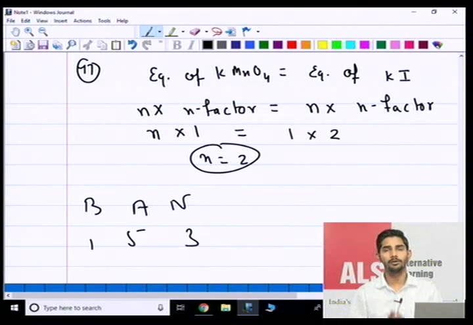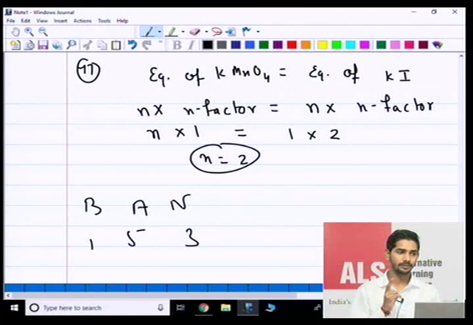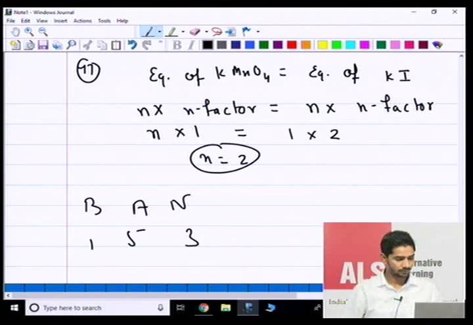There are some important compounds, for example H2O2, you have to remember its n factor. KI, you have to remember its n factor. Oxalate, you have to remember its n factor. You have to remember the n factor of K2Cr2O7. Other than that, KMnO4 in all the mediums. In the examination, you will find these compounds. Next question, please.